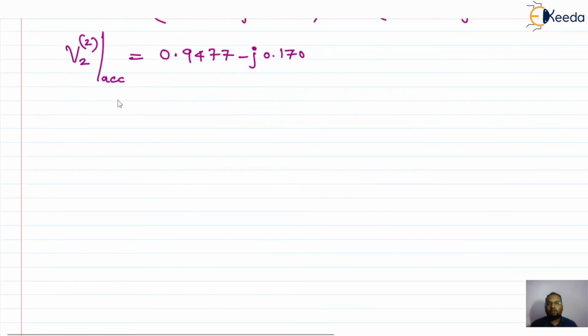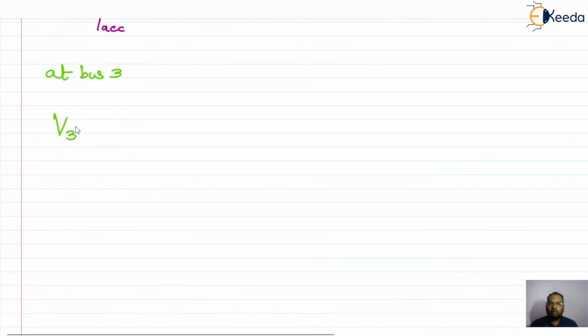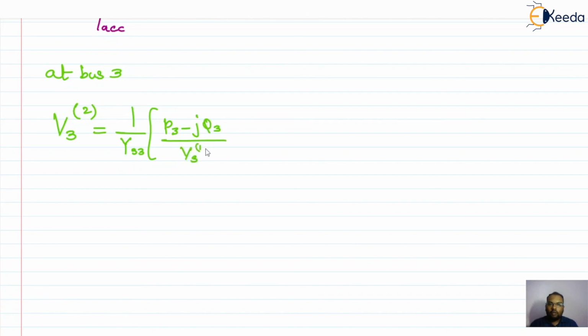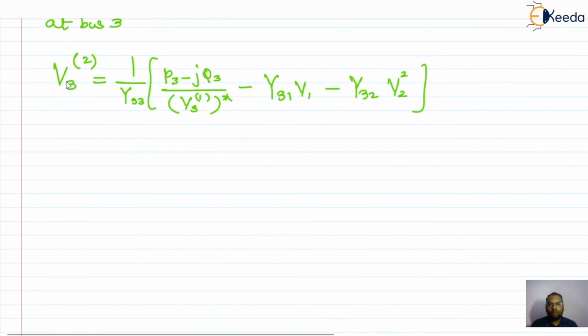Now, similarly, we have to do it for voltage at bus 3. Okay, at bus 3, it will be the voltage at bus 3 in the second iteration. It will be 1 upon Y33, times P3 minus jQ3 divided by V3 in the first iteration, take the conjugate of that, minus Y31 into V1, minus Y32 into V2 in the second iteration. Okay, next term will not be there because k value is 3. So 3 plus 1 will be 4. We don't have a fourth bus, so the formula will end here. Okay, just put these values and solve this to get the value of V3 at the end of the second iteration.